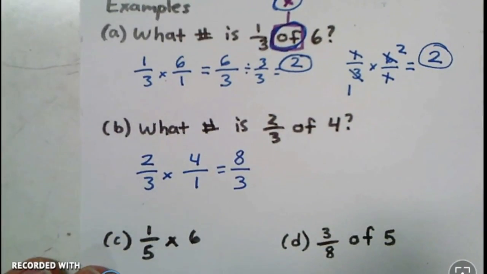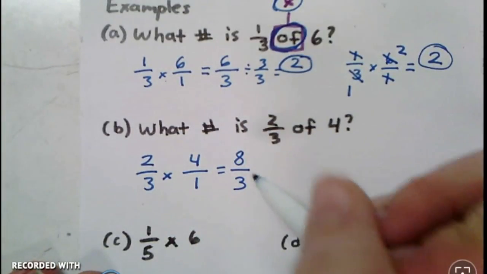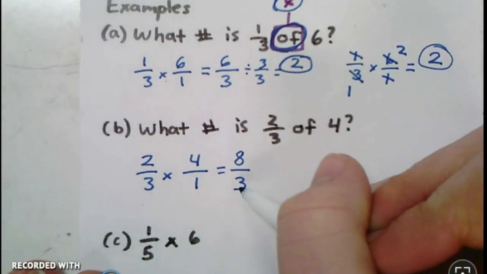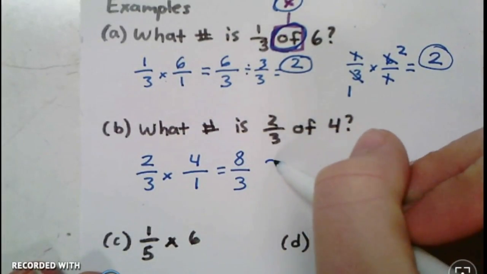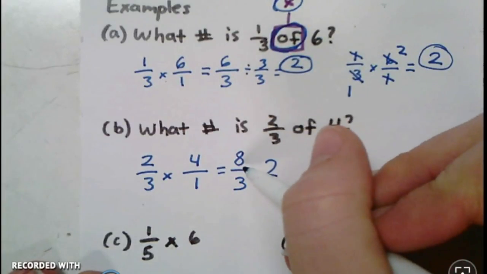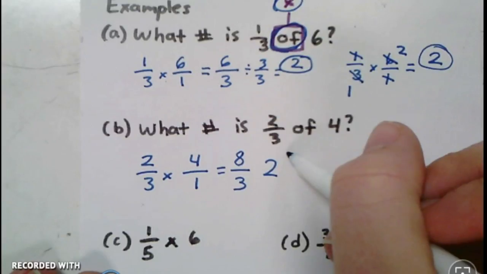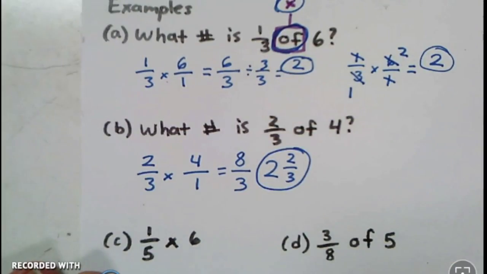Am I done? Almost. It's an improper fraction. I want to make it into a mixed number. So 3 goes into 8 2 times. 3 times 2 is 6. 8 minus 6 is 2, so I had 2 left over. And I give it the same denominator of 3.